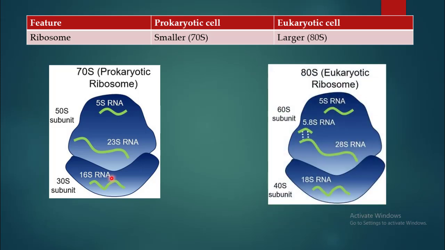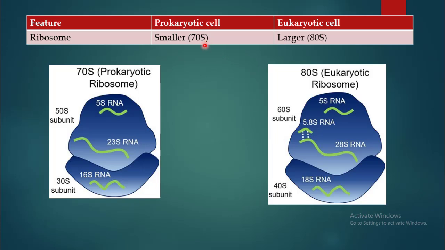If you talk about the eukaryotic ribosome, they've got two subunits again: a large subunit, which is the 60S subunit, and a small subunit, which is the 40S subunit. In the large subunit of the eukaryotic ribosome, you've got three types of RNA. One is the 5S RNA, another one is 5.8S RNA, and then you have got the 28S RNA. And in the small subunit, which is the 40S subunit, you have got the 18S ribosomal RNA.